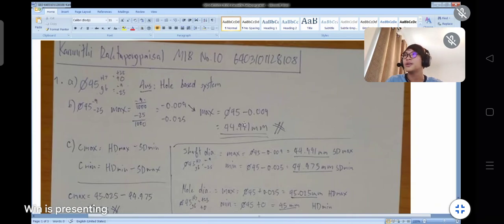And the formula is that you have to put the number over here, 45, and minus it with the maximum. And this will be the answer.